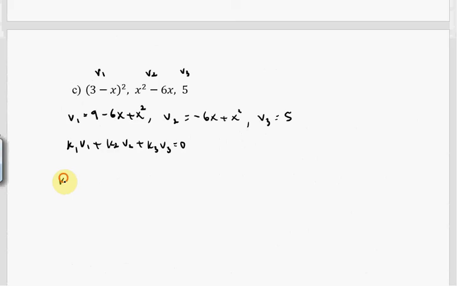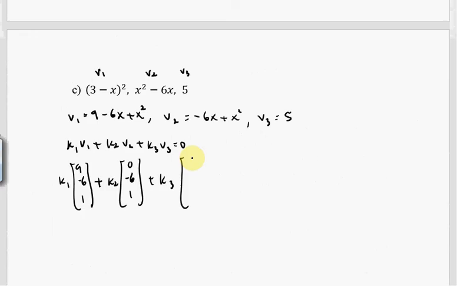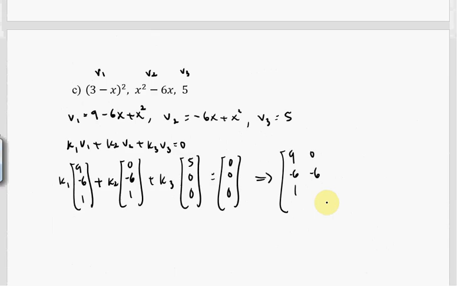This is K1 times V1. This is 9, negative 6, and 1, plus K2 times V sub 2 is going to be 0, negative 6, and 1, plus K3 times V sub 3 is going to be 5, 0, and 0. Set that equal to the 0 vector. Here that gives us 9, negative 6, 1, 0, negative 6, and 1, 5, 0, 0.